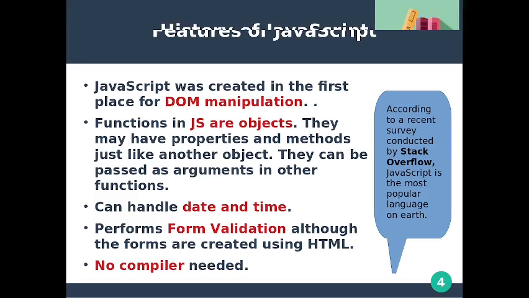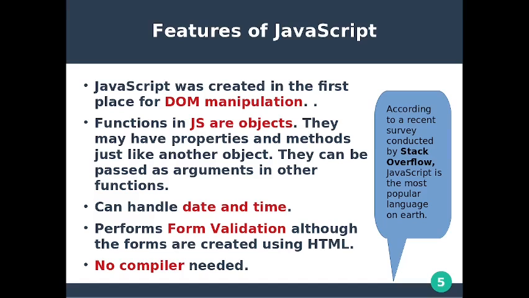Then let's check the features of JavaScript. JavaScript was created in the first place for DOM manipulation. DOM is the document object model, which we can study in the next classes. Functions in JS are objects, and each function is considered an object. They may have properties and methods just like other objects. They can be passed as arguments to other functions.